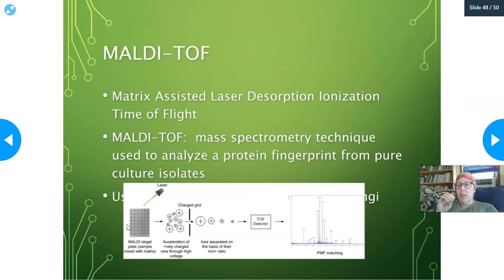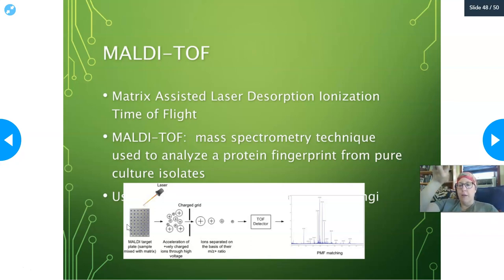What the laser does is blast the sample into a bunch of little pieces, okay? And those pieces are ionized. So it's desorbed, or busted off the plate, and then they turn into ions as they break into pieces. They'll have a charge, okay? And then it sends them through a spectrometer, which uses differences between different magnets and charges to make smaller molecules and molecules with specific charges travel faster than others.